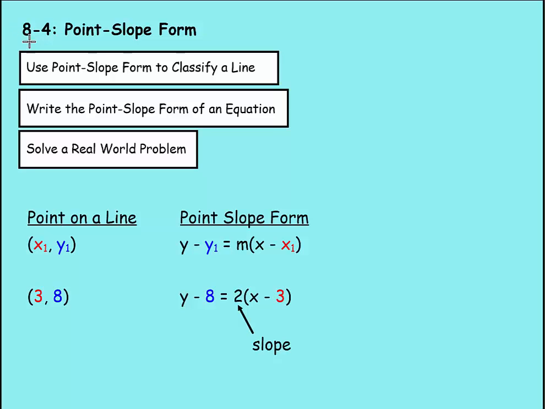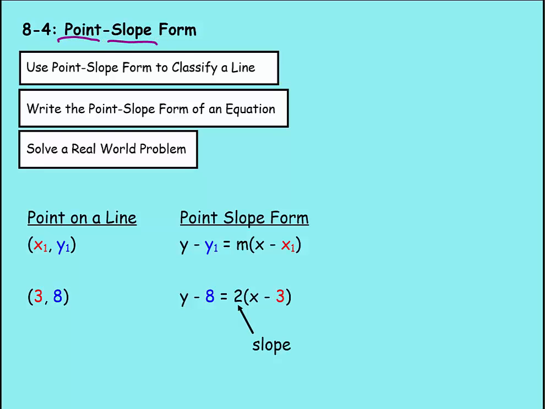We are on lesson 4 of chapter 8, which is point-slope form. So first we're going to use point-slope form to classify a line, then we're going to write the point-slope form of the equation, then we'll solve a real-world problem. Point-slope form is pretty straightforward. It focuses on a point, then it also focuses on a slope.